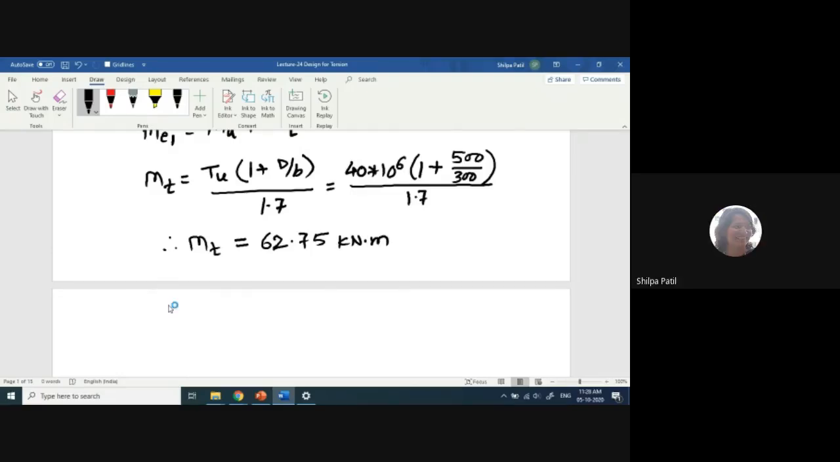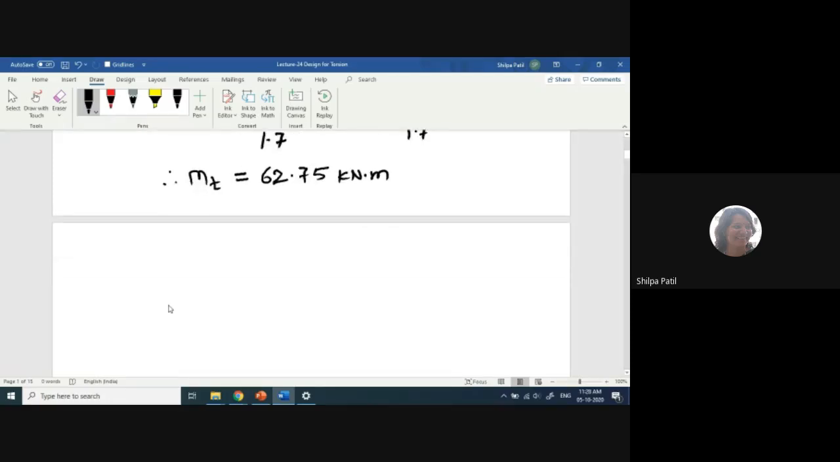So now let us find Me1. Me1 is Mu plus Mt. Mu is 80, so 80 plus Mt, which is 62.75. So Me1 is 142.75 kilonewton meter. Now for this value of the moment Me1, we have to find the area of steel which we have to provide in the tension zone, or tension side, of the beam.